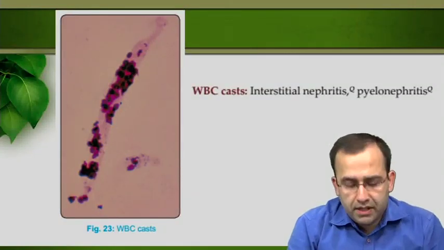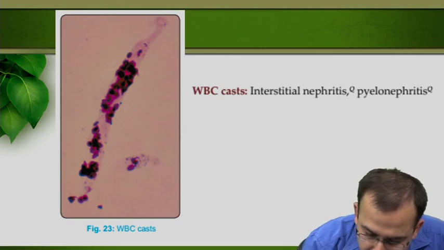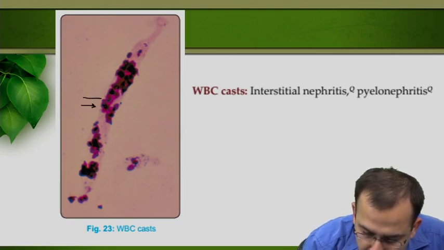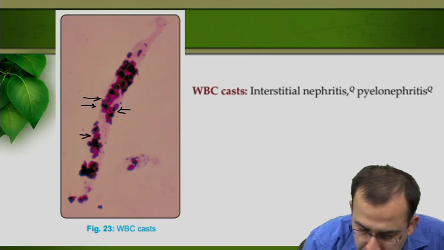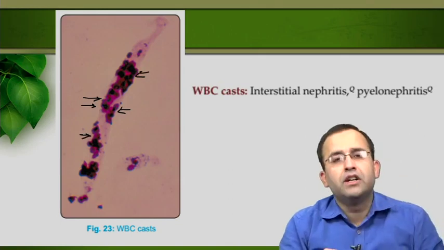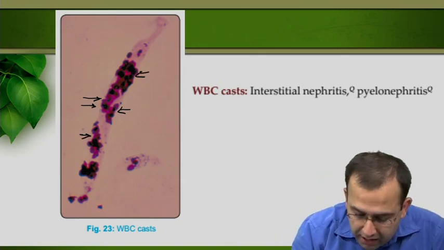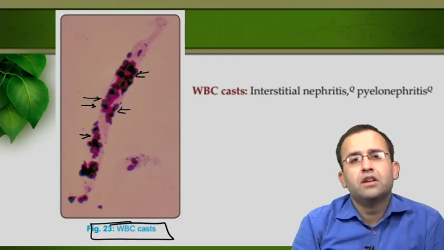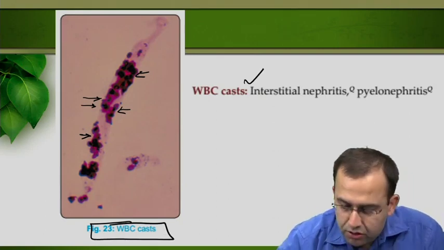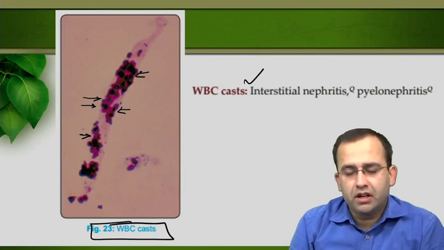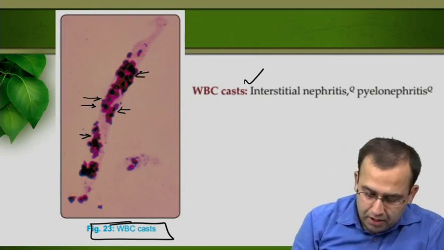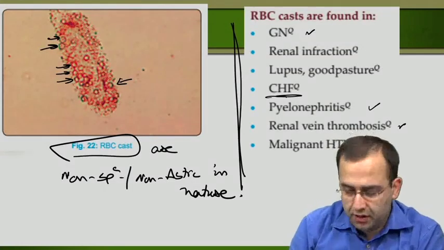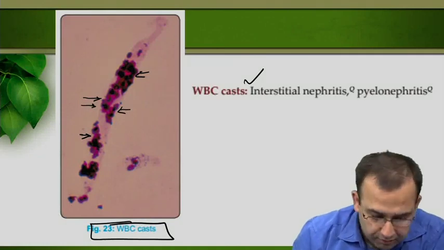Versus WBC casts. See this, again you are able to appreciate even the lobes of the neutrophils. You are able to make out that these are neutrophils with a few interspersed lymphocytes. That is WBC casts, which are predominantly associated with interstitial nephritis and pyelonephritis. So this is RBC versus WBC casts.